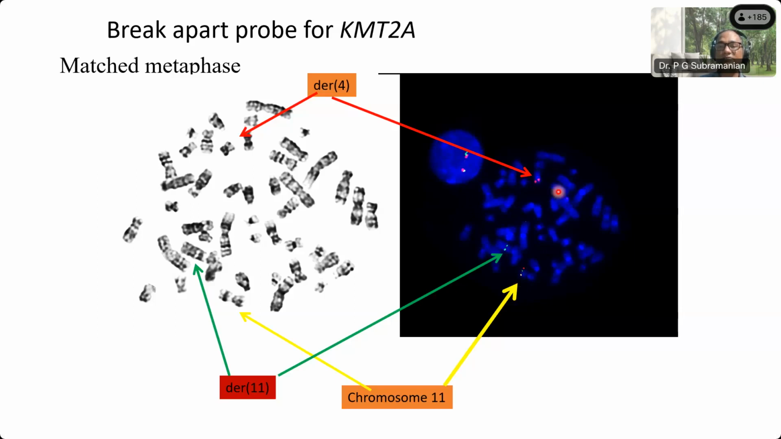So this is the reverse of fusion probes. In fusion probes, this is normal and this yellow is abnormal. In break apart probes, the yellow is normal and these separated signals are abnormal. So it is telling you that there is a break apart probe for the MLL gene.